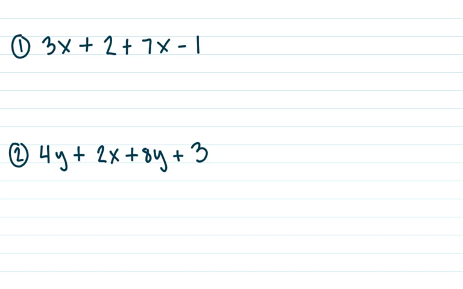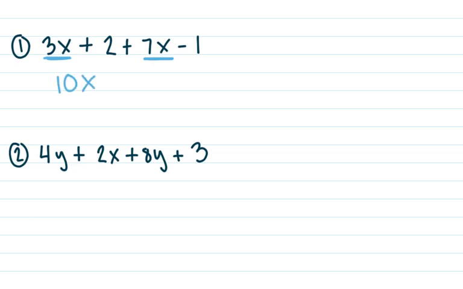So if we take a look here at number 1, let's use colors to represent our different variables. As I look here, I see I have some X's, and I have some more X's here. Because both of those variables are the same, they're just an X, I can combine all of those X's together. So I have a grand total of 10X.